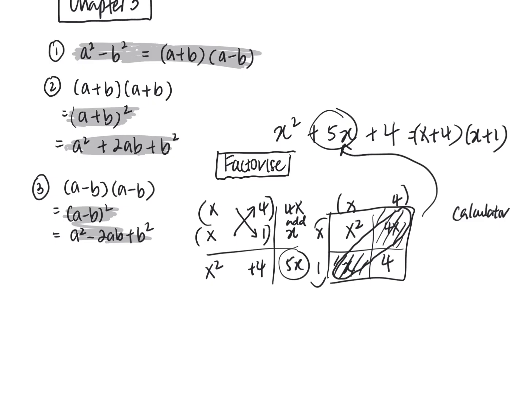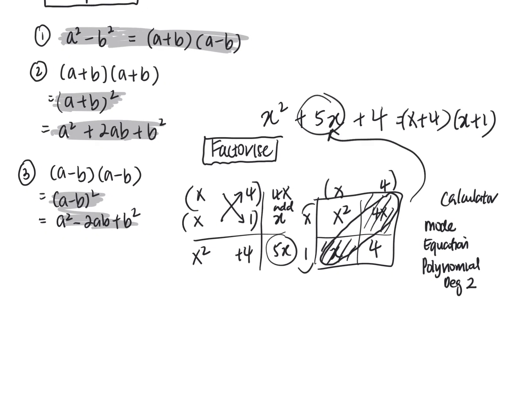Okay, calculator, when you press the mode, right? Choose the equation. And then choose polynomial. Okay, with degree 2. Okay, so once you write this, they will ask you to key in 1, 5, and 4. So your calculator will give you two answers. One is this, one is minus 4.